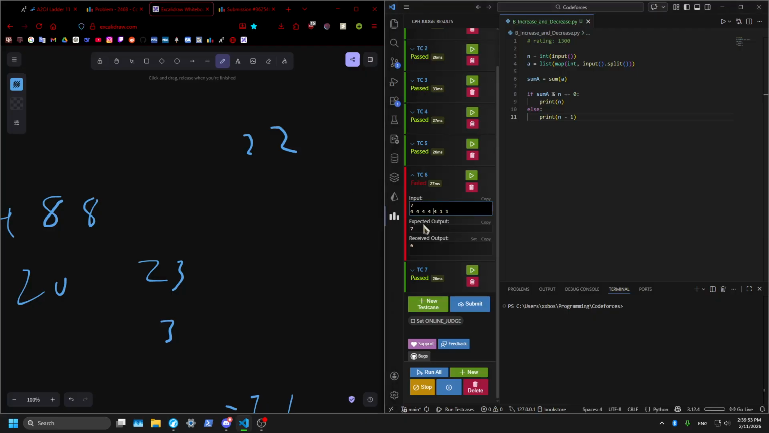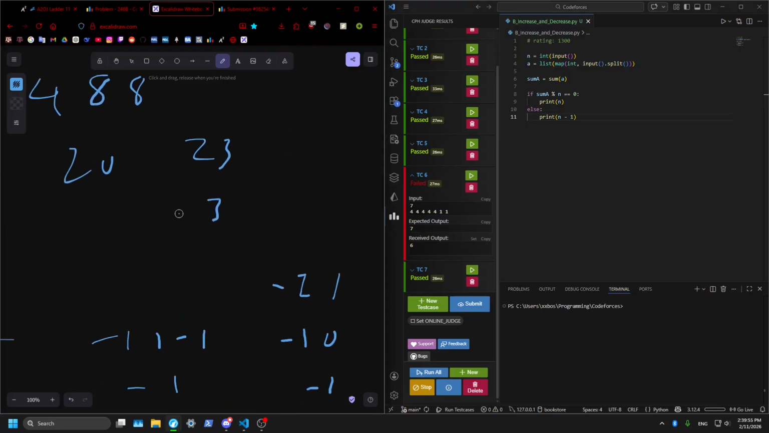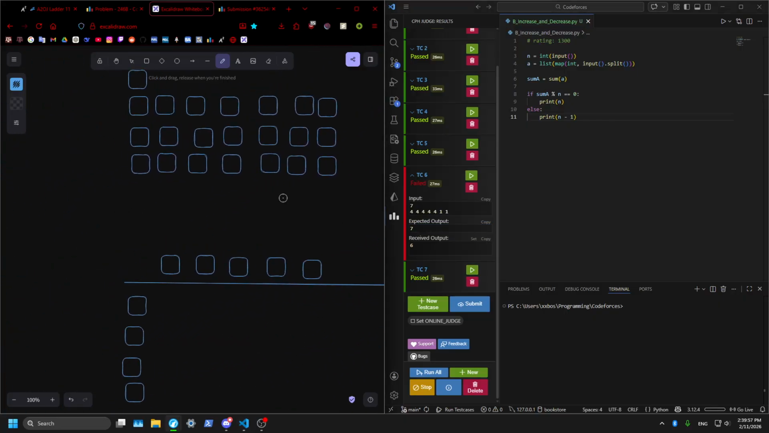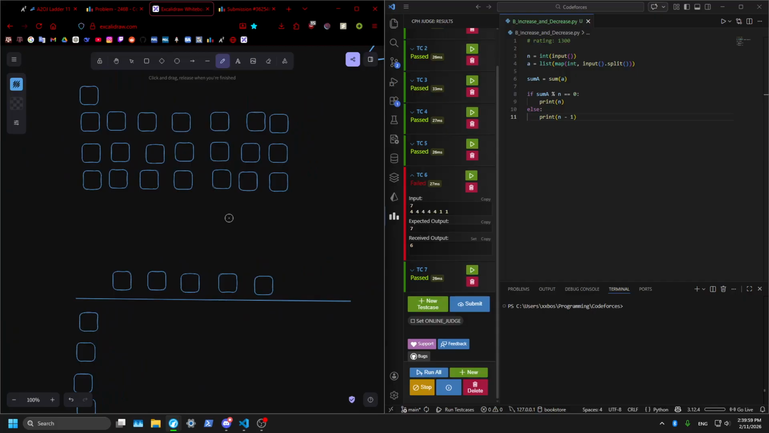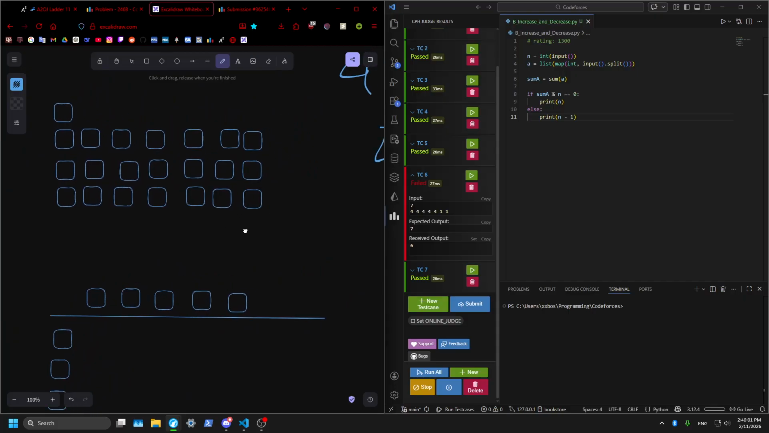How can we make 7 out of this? How did I model this last time? Is it this one? 4, 4, 4, 4, 4, 1, 1. Like this.